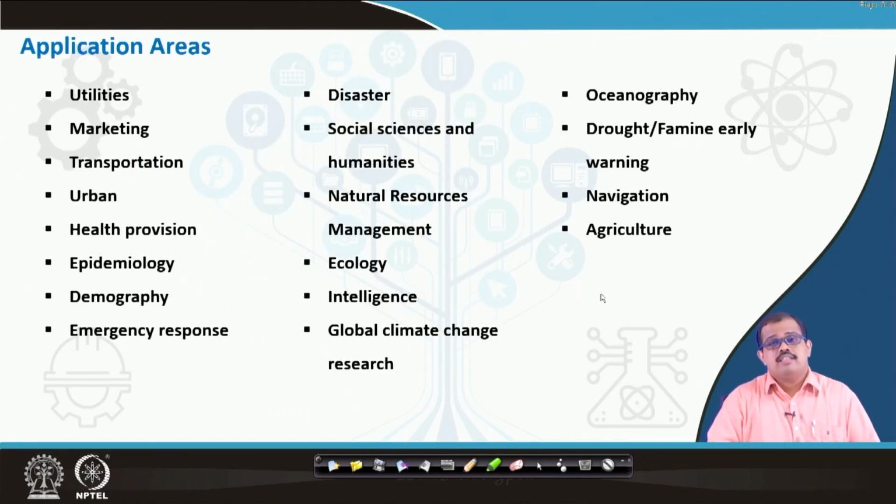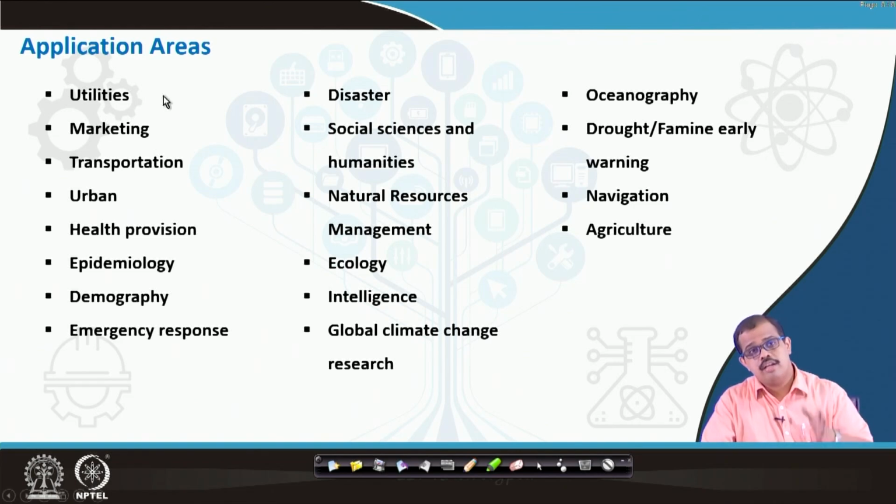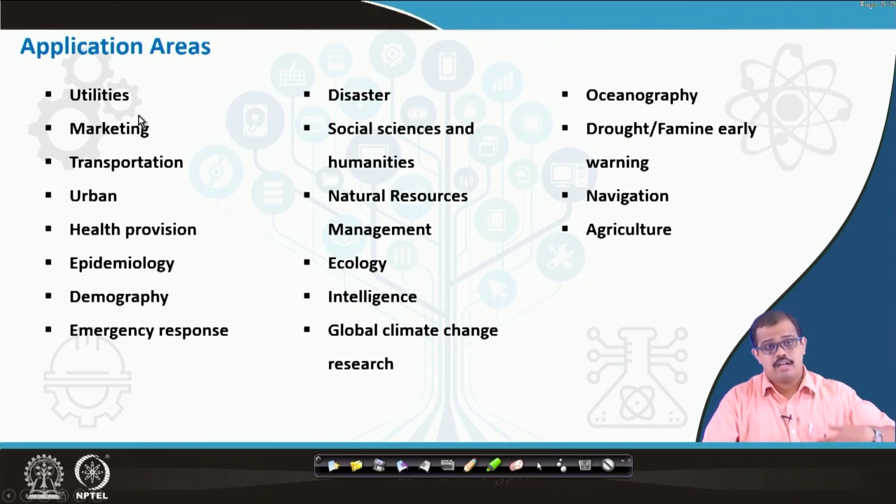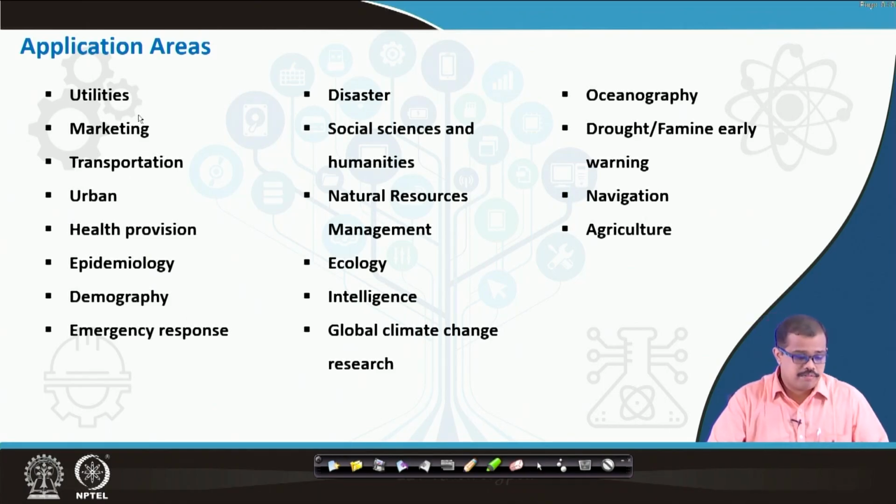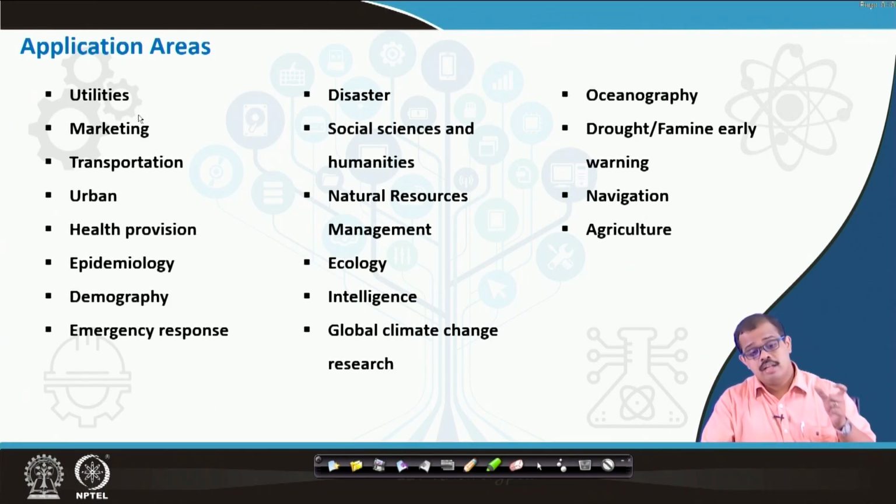When you look at GIS, application areas are everywhere, from utilities to marketing to transportation. I have already shown you certain layers and how they were built. Using those layers, the analysis can be done. So it can be applied in transportation, in urban issues, in health provisions, in epidemiology, demography analysis, emergency response, and disaster.